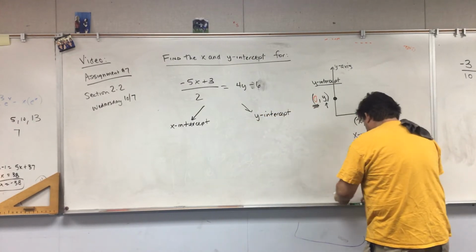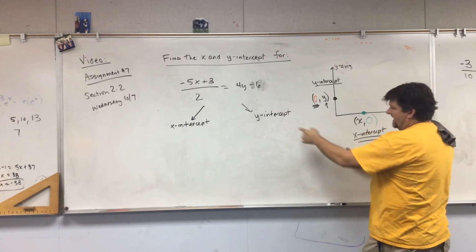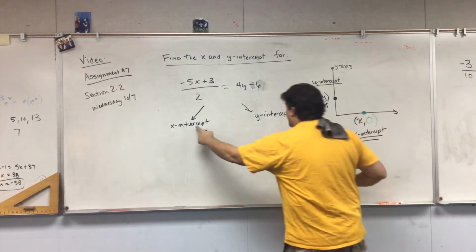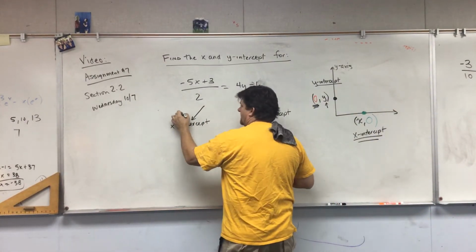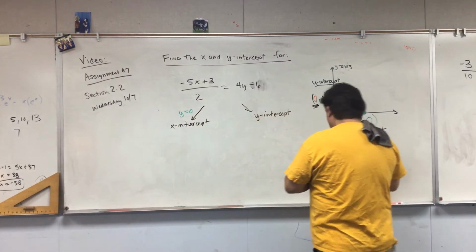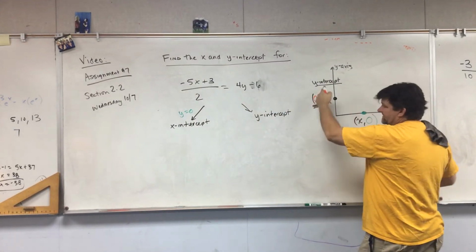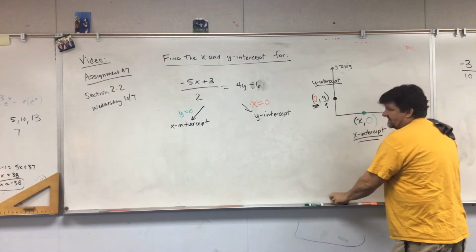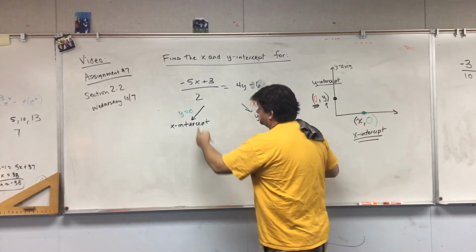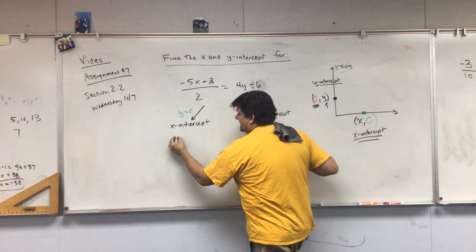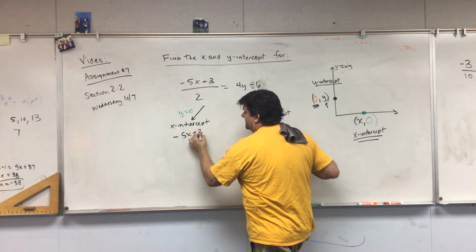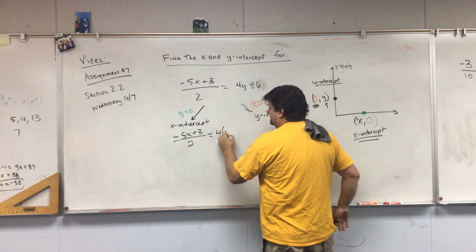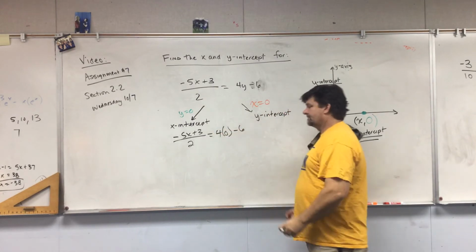And so we know that for an x-intercept, y will equal 0. And we know for a y-intercept, x will equal 0. So we just kind of use our power of substitution. Y is going to equal 0, so then I get negative 5x plus 3 over 2 equals 4 times 0 minus 6.